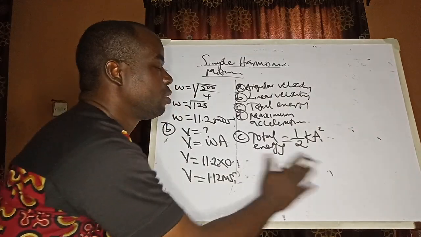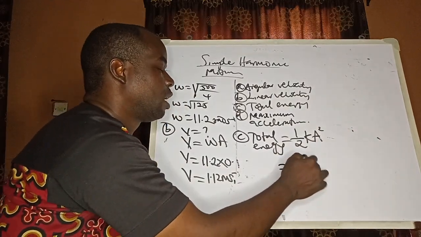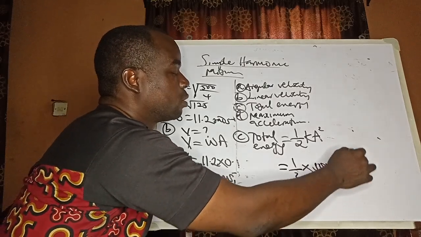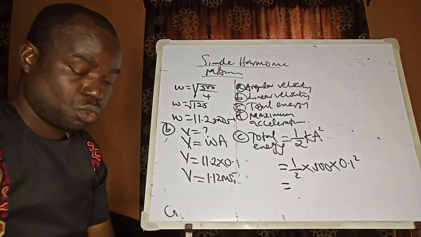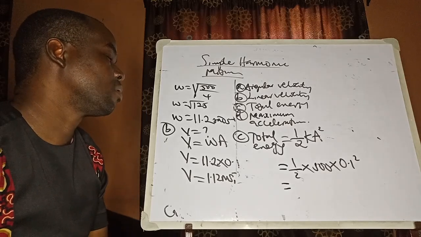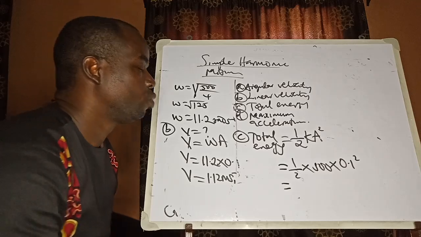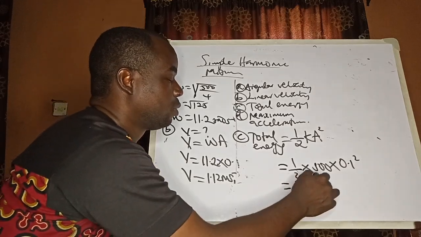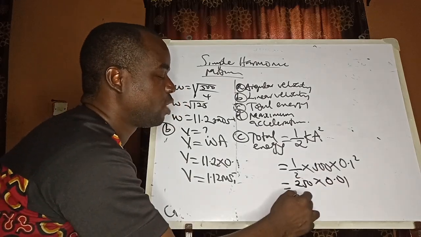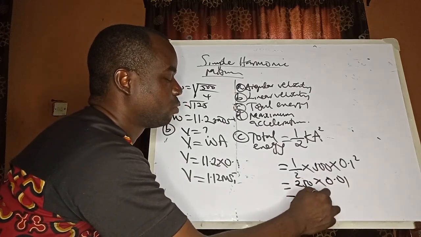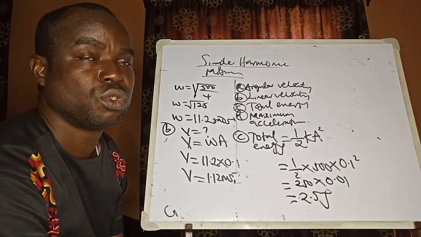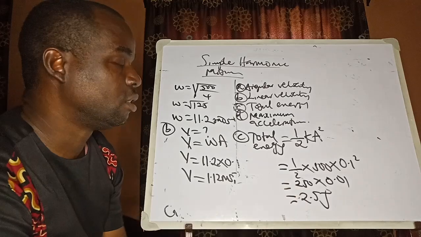The formula is going to be half times our K, which is 500, times our A, which is 0.1 squared. So if you multiply them out, half times 500 is 250. 0.1 squared is 0.01. Multiply this and you get 2.5 joules. Okay, 2.5 joules. That's total energy.